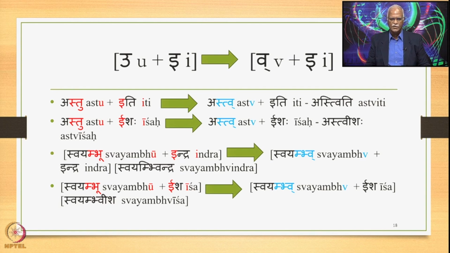Similarly, in the compound Swayambhu Indra, this is processed by 6177, and the output generated is Swayambhu Indra, Swayambhindra. Similarly, Swayambhu plus Isha as an input, and E is long here, which is represented by short E. Swayambhu plus Isha, and 6177 applies and generates the output in the form of Swayambhuva Isha, Swayambhvisha.